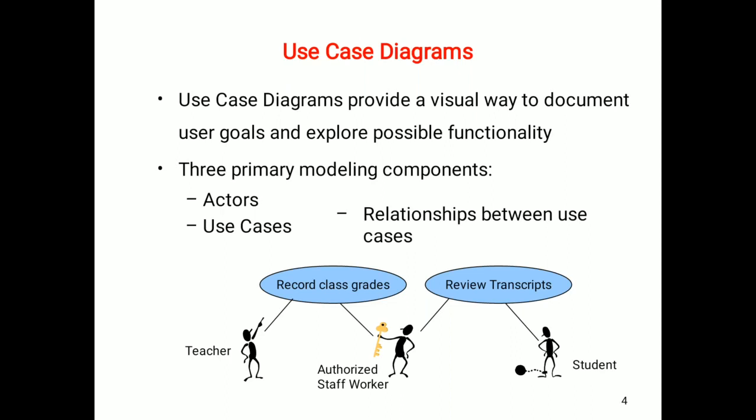Now see, this teacher, this authorized staff worker, this student, these are the actors. We already discussed that an actor may be a human being or machine. The user that interacts with the system is nothing but the actor. An actor can be a person, an organization, or an outside system that interacts with your application or system. They must be external objects that produce or consume data. So this is all about the actor.